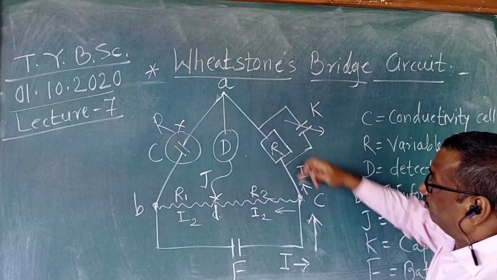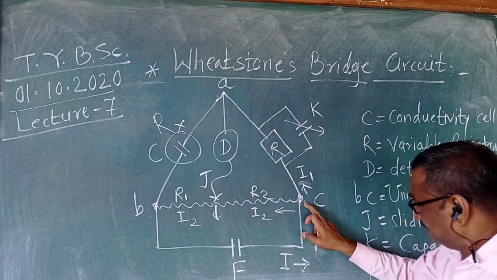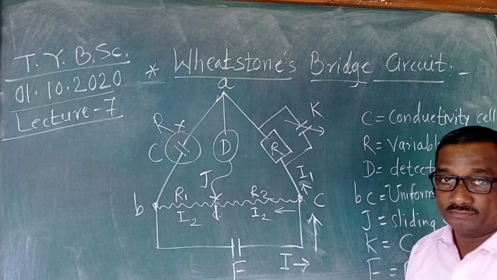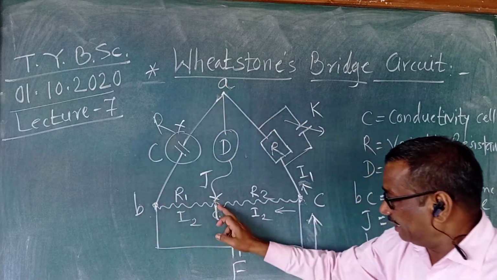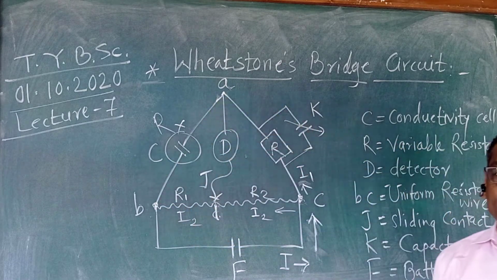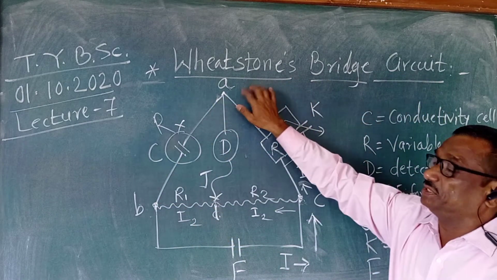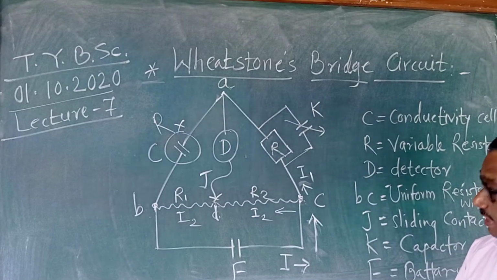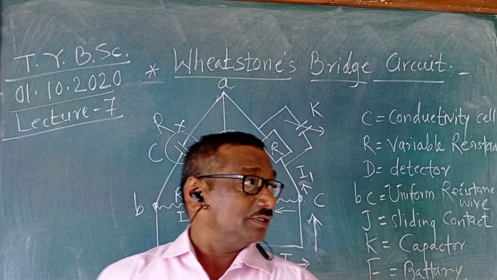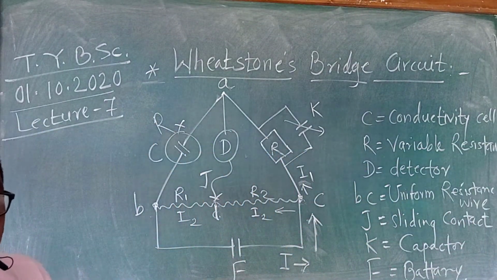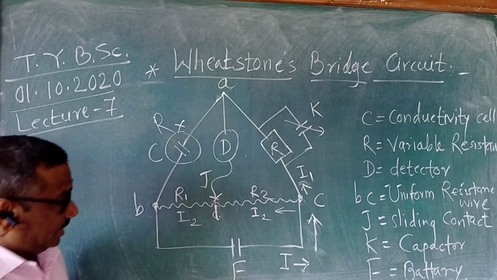Now this is the diagram of the Wheatstone bridge circuit. Here a bridge is formed between AC and DC. Here a bridge is formed between AB and BD. This bridge is formed, therefore it is called a bridge circuit, given by Wheatstone. Now, we are going to study how to calculate the resistance of a solution.